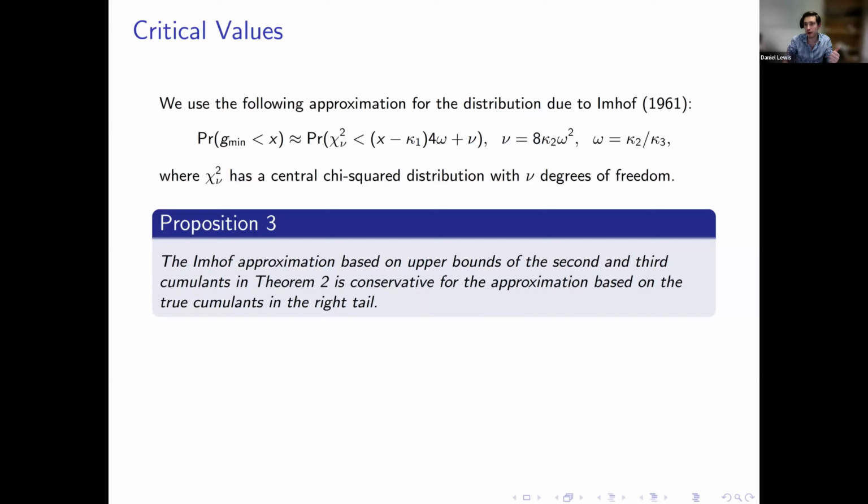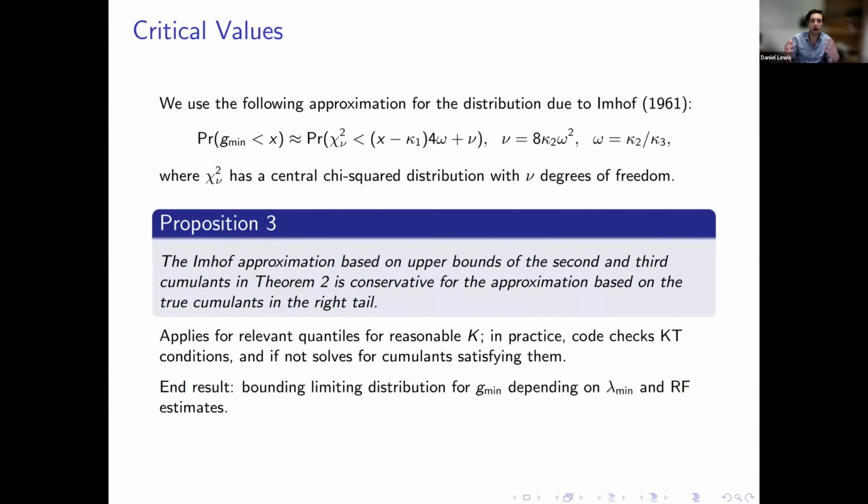What the code we provide does in practice is check some Kuhn-Tucker conditions to ensure that the upper bounds in question do turn out to provide a conservative approximation. If they don't, we solve for cumulants that do satisfy these Kuhn-Tucker conditions to ensure conservativeness. So in practice, the critical values that we obtain will always be conservative in this respect. We're not going to end up with any anti-conservativeness coming from not using the true cumulants here. So the end result is a bounding limiting distribution for the test statistic that depends only on the minimum eigenvalue and the reduced form estimates found in W, this covariance matrix.